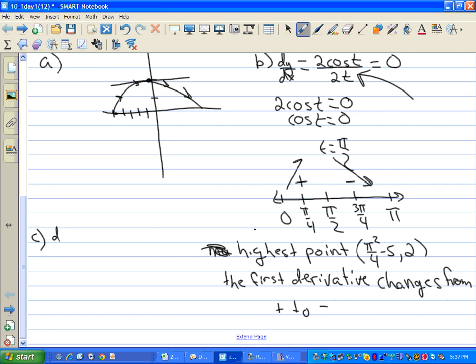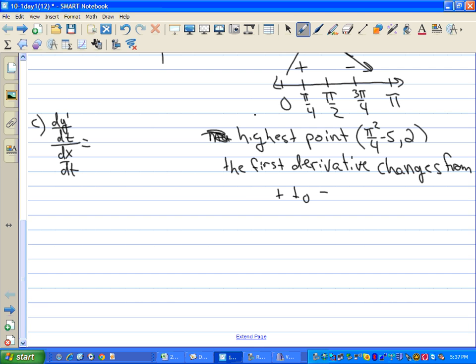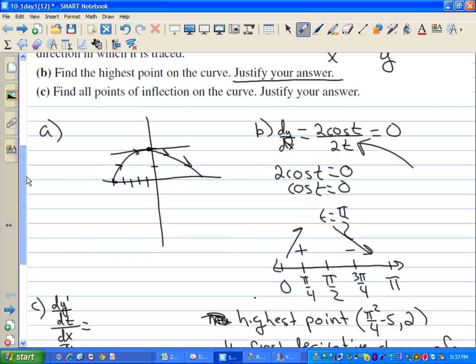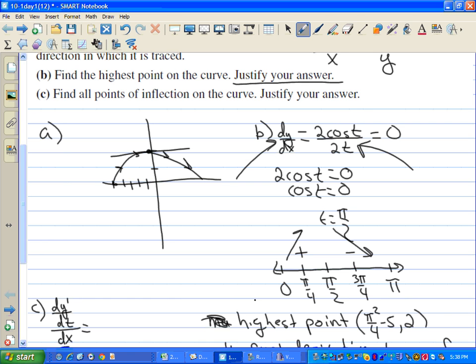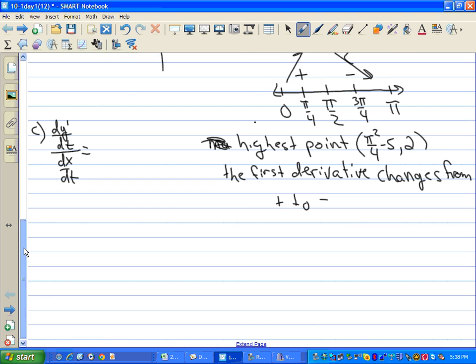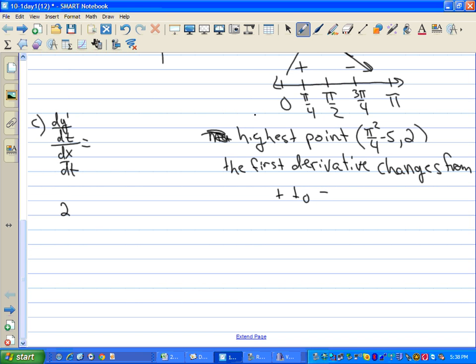We need to take the derivative of y prime with respect to t over dx dt. Let's look at what the first derivative was. The first derivative is sitting right there: 2 cosine of t over 2t. And that's dy over dx, the first derivative. So we're going to take the derivative of this.